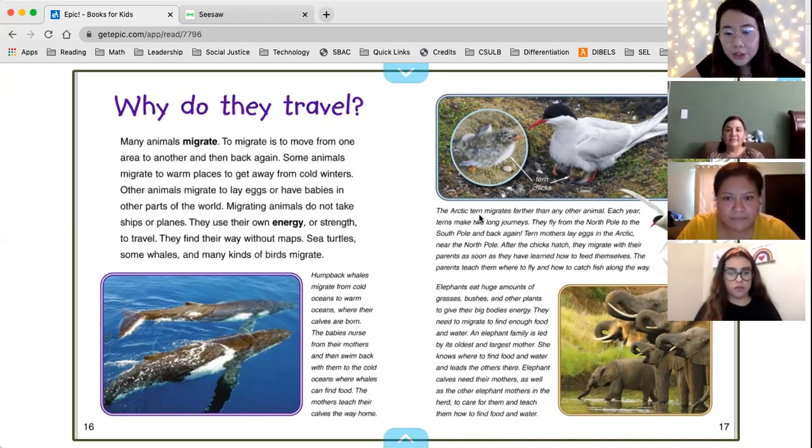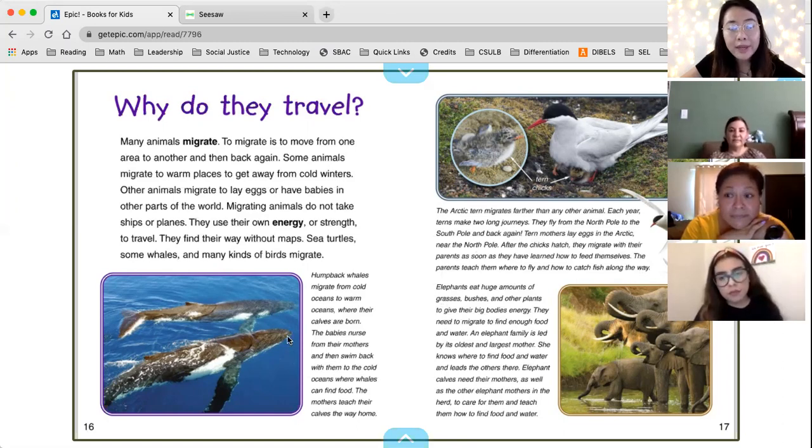The Arctic tern migrates farther than any other animal. Each year, terns make 2 long journeys. They fly from the North Pole to the South Pole and back again. Tern mothers lay eggs in the Arctic, near the North Pole. After the chicks hatch, they migrate with their parents as soon as they have learned how to feed themselves. The parents teach them where to fly and how to catch fish along the way.